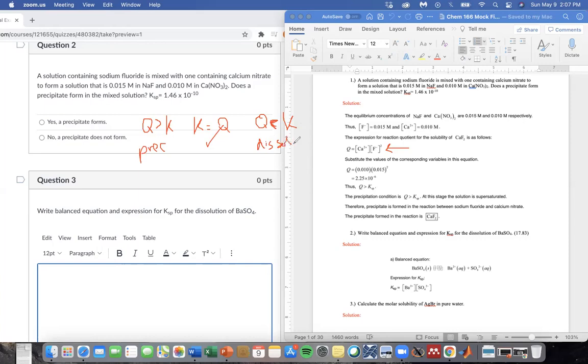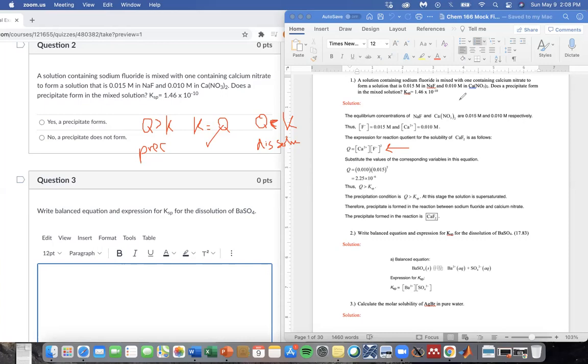In order to determine whether or not a precipitate was going to form, there were kind of two steps. You had to write the KSP expression first, plug these values into it, and then determine whether Q was greater than KSP or KSP was greater than Q. One of the most difficult parts of this question, I think, because the calculation is pretty straightforward, is determining what precipitate is going to form.